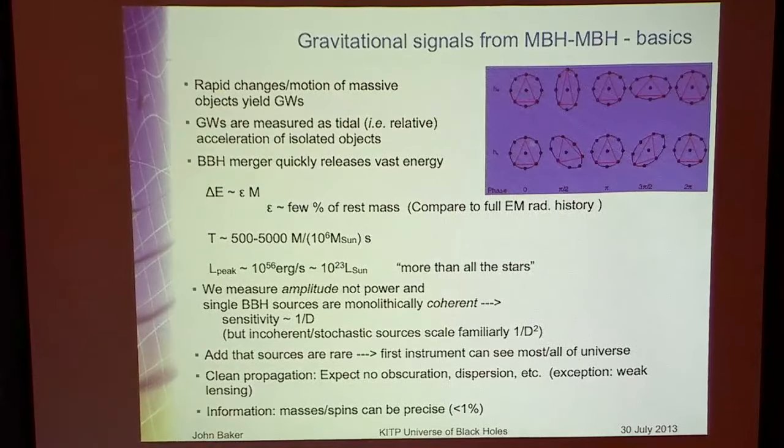Right. So this is really just the peak part. It's a pretty sharp peak. And a special thing about gravitational radiation as an astronomical messenger is that we measure amplitude and not power. Also, sources like black hole mergers are monolithically coherent, meaning all the gravitational waves come out in phase. So that means the sensitivity falls off like 1 over the distance rather than 1 over the distance squared. I can't think of anything else that would actually work like that.